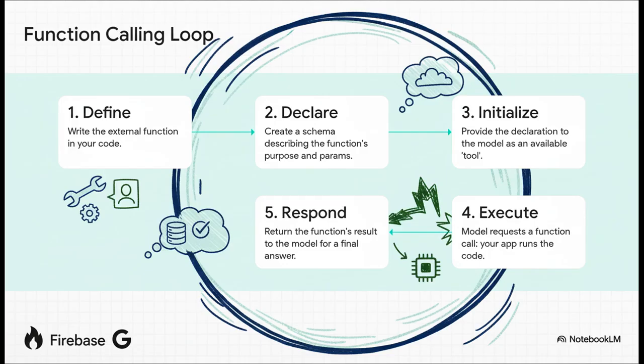First, you define a function in your code. Let's say a function to get the current price of a stock. Then, you describe it in a way the model understands. You give this tool to Gemini. Now, when a user asks for a stock price, the model says, hey, I need you to run that function for me. Your app runs the code, gets the price, and feeds that real-time data back to the model. That's how your AI goes from just talking about things to actually doing things.